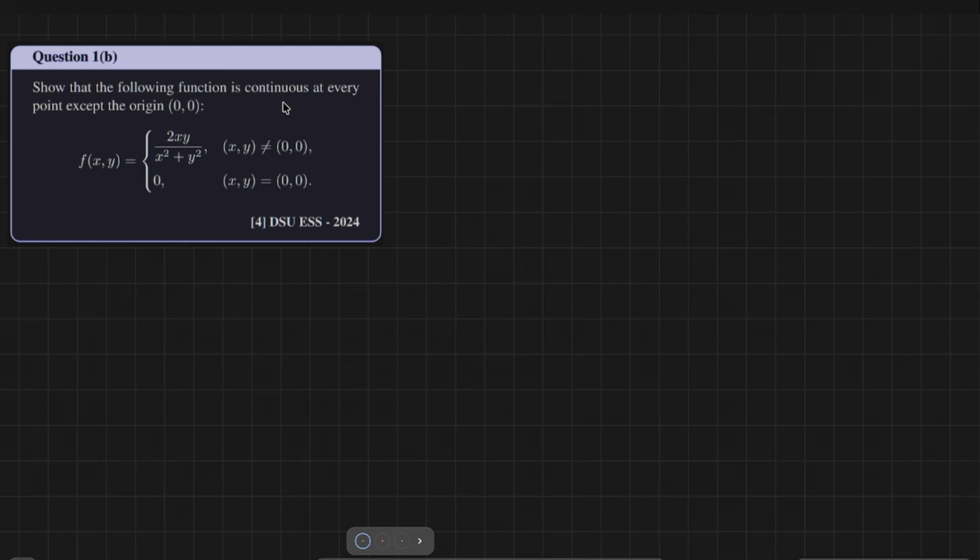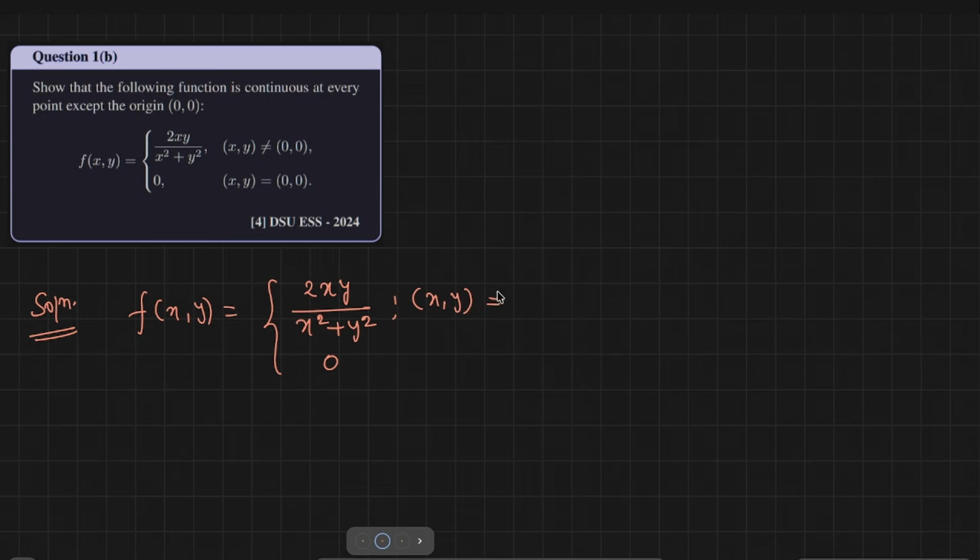This is question 1b, and it is again related to functions of two variables and continuity of the function. To check continuity, you should keep in mind 3 points that I have discussed in my previous videos. Now let's begin with the solution. The given function is f of x comma y equals 2xy upon x square plus y square, and 0 when x comma y is at the origin, and this is the 2024, 4 marks question.